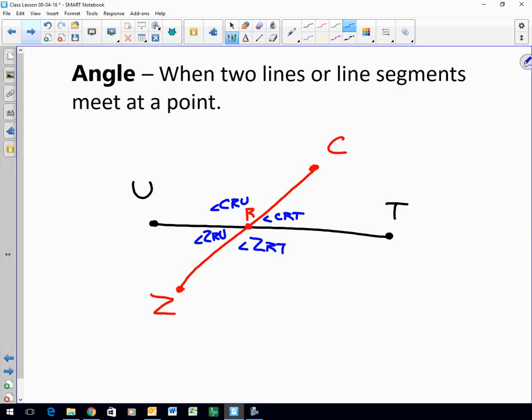You'll notice what every single one of those four angles has in common. What is it? Letter R is in the middle. So point R is what we call the vertex of each of those angles. Okay? We call it the vertex. We'll talk a little bit more about that tomorrow.